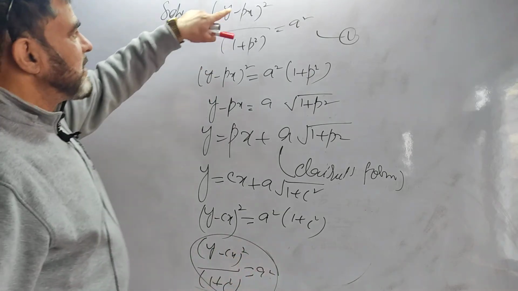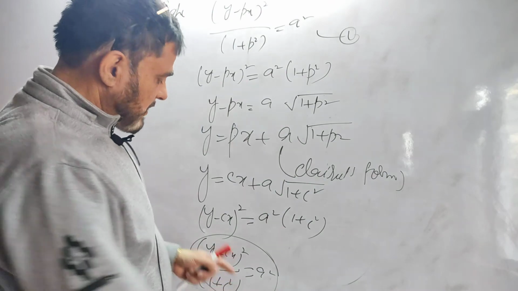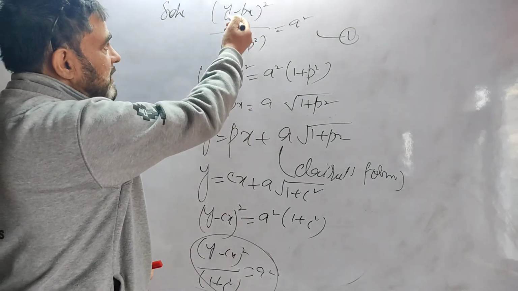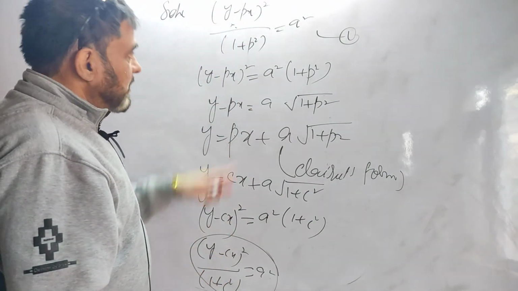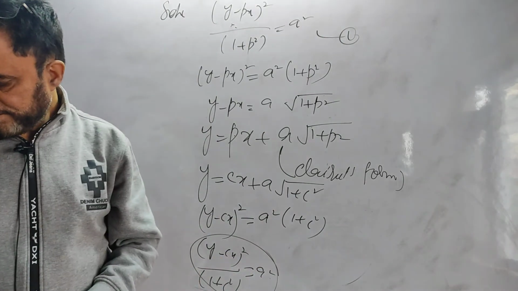That is, we could replace here p by c, and we could transform this into Clairaut's form. The solution is the same. In the same equation, we have replaced this p by c. This is the solution. This is Clairaut's form.